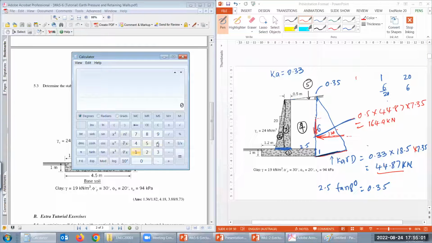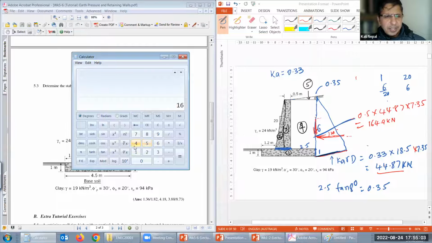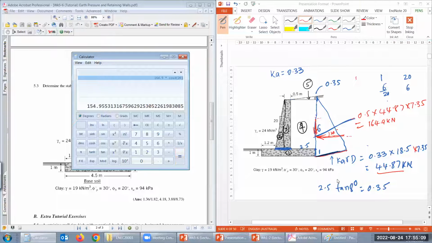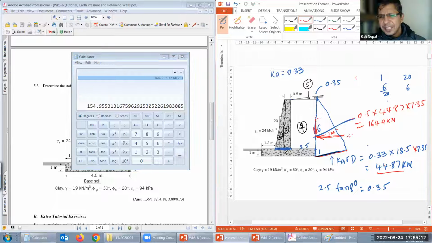164.9 times cos 20 gives 154.95. Can I write 155? It looks very big, but it's very easy to write that.